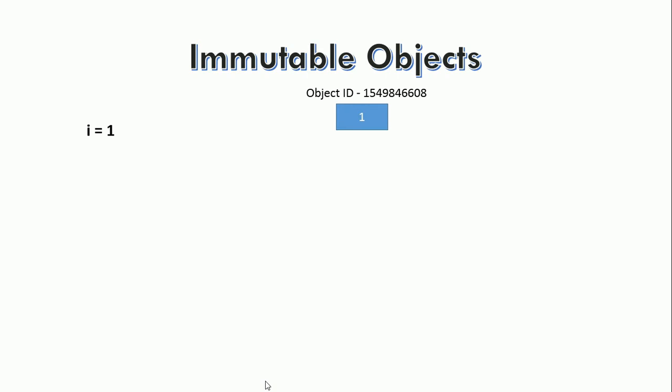Let's consider its ID is 1549846608. Now this i will be mapped to that object. When you try to change the value of i, then this object will be there as it is. A new object will be created with a value 2 and the i will be assigned to that object. It may seem like we can change the variable value i, but in the backend it is not changing. That is, it is changing its reference from one object to another object.